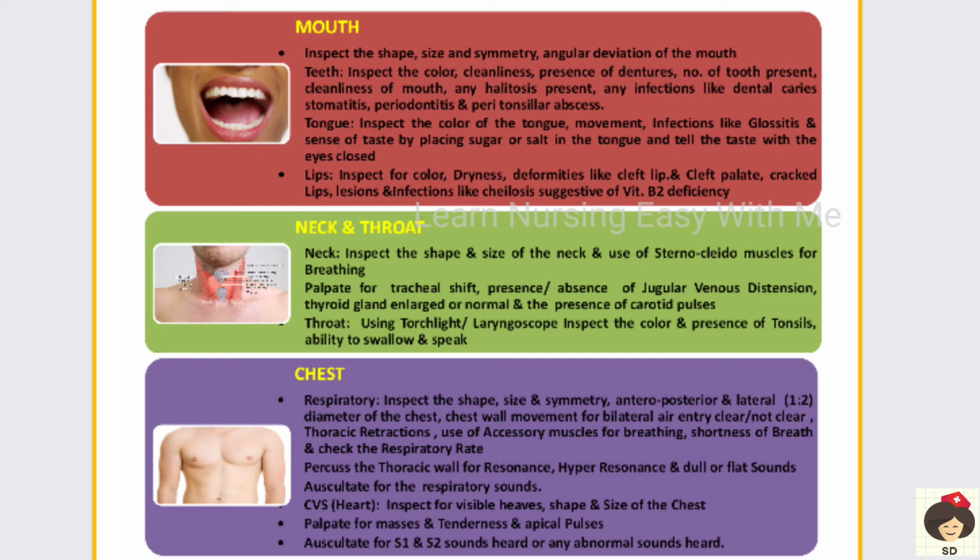And for the lips also you have to inspect the color. Again, lips may be pale in color if the patient is having anemia, and there will be dryness in case of fever.